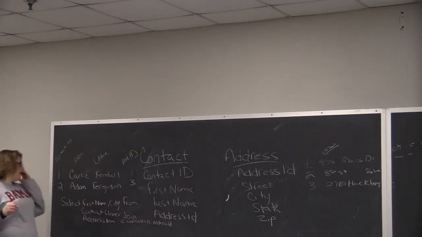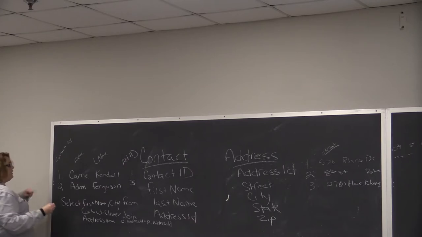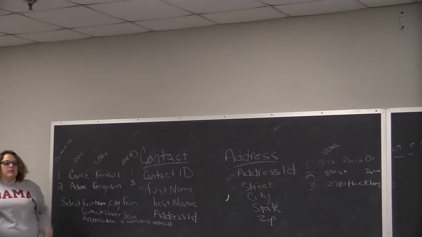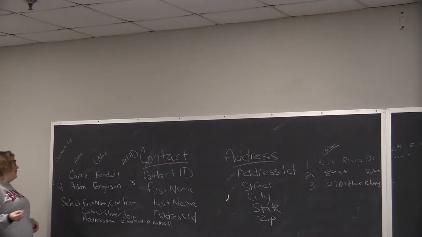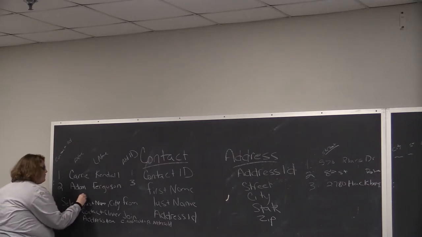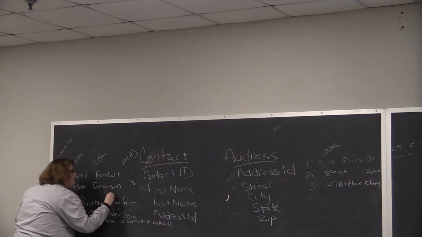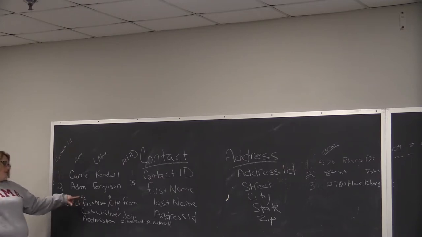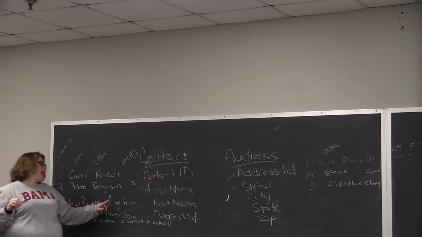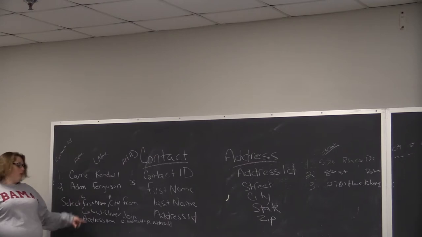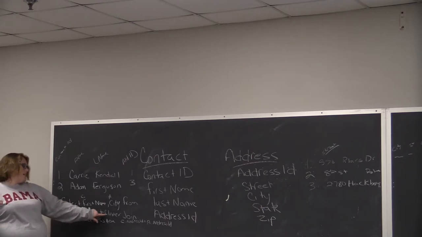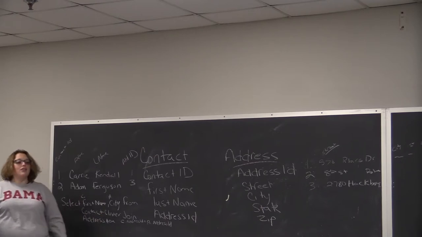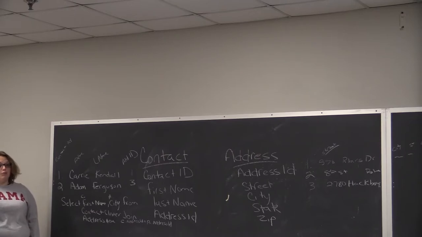So what this does is it'll go back and it'll result Carrie Bessemer, because Carrie lives in Bessemer, and then Adam Tuscaloosa, because we've asked it to get the first name and the city. Sometimes you might see like C dot first name and A dot city. Because it says first name is coming from the contact table and city is coming from the address. That only works if you set it up like contact C and then address A. I know this is really hard to read. This is why I don't write on the chalkboard.